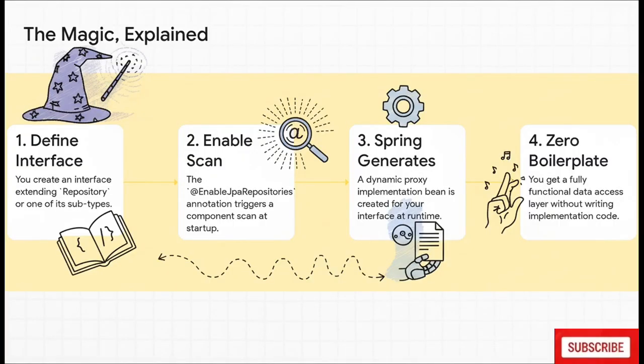So let's just quickly recap the whole magic trick. One, you define a super simple interface. Two, that @EnableJpaRepositories annotation kicks everything off. Three, Spring finds your interface and generates a dynamic proxy class behind the scenes to implement it. And four, just like that, you get a fully functional data layer with zero boilerplate. It lets you focus on your business logic, not the plumbing.